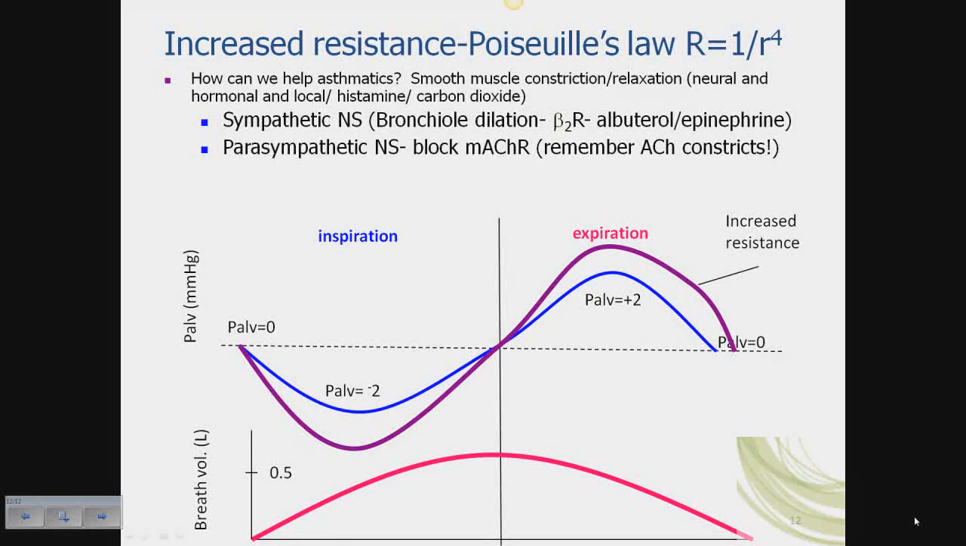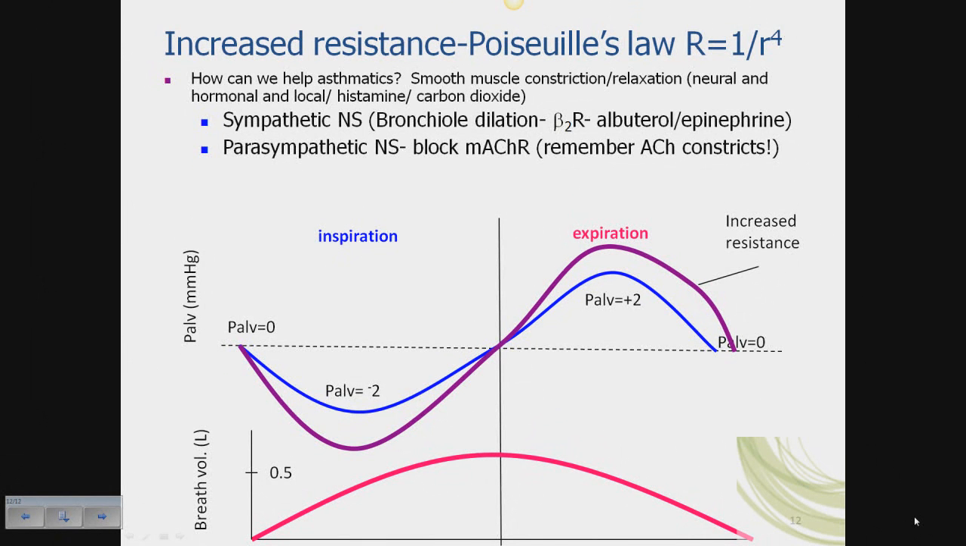If, however, there is too much smooth muscle constriction, if there is too much mucus production, or if there is any bronchial hypertrophy, in order to get the same 500 milliliters in and out of our lungs, if we have increased resistance, we're going to have to increase the amount of pressure changes inside the lungs many, many times fold, just for the same amount of airflow.